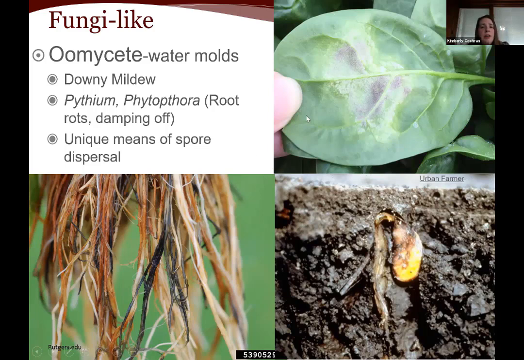So these include your downy mildews, like up here on the top right on spinach. That's super common. Pythium, Phytophthora, both these are really common root rots. Earlier we looked at the Pythium blight of pepper. And here on the bottom right, you can see a seedling that has been afflicted with some Pythium, and it's completely killed the seedling. And here on the bottom left, you have Phytophthora root rot.